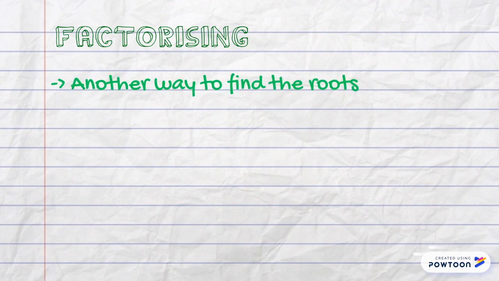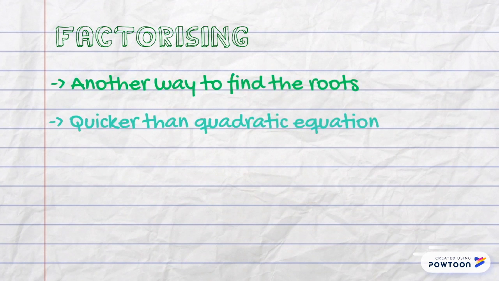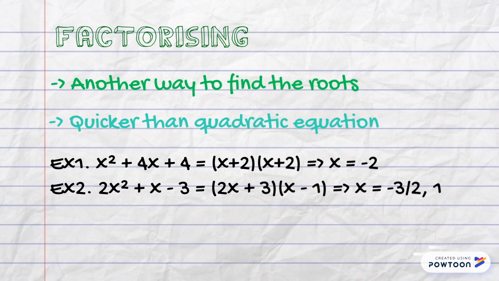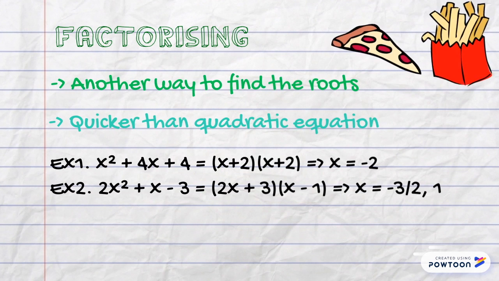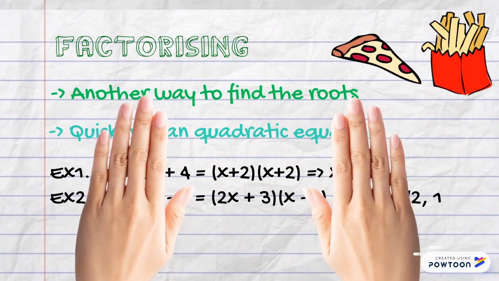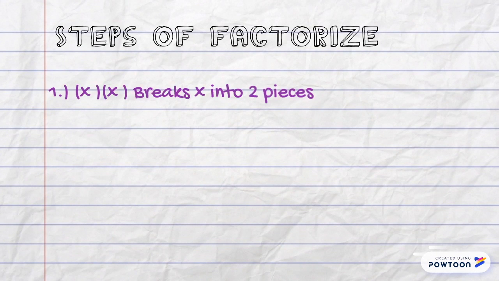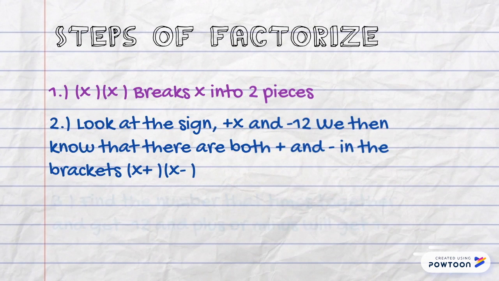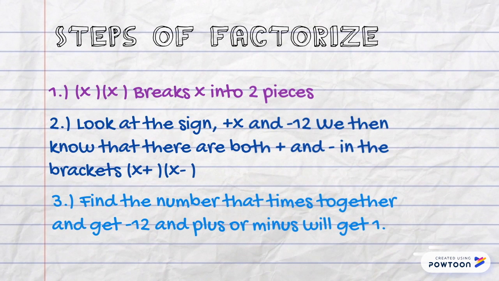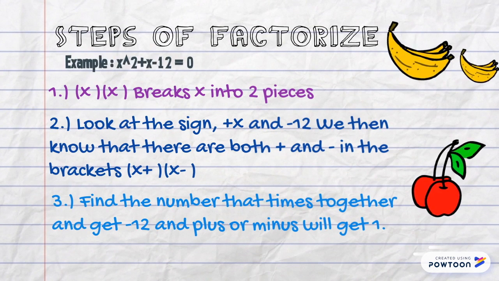Another way to find the root, aside from the quadratic formula, is factorizing. This method is quicker and easier than the previous one too. But how to factorize? We will teach you now. You are given this equation, x squared plus x minus 12 is equal to 0. Now when we want to factorize, we're actually going to break it up into two pieces of x.